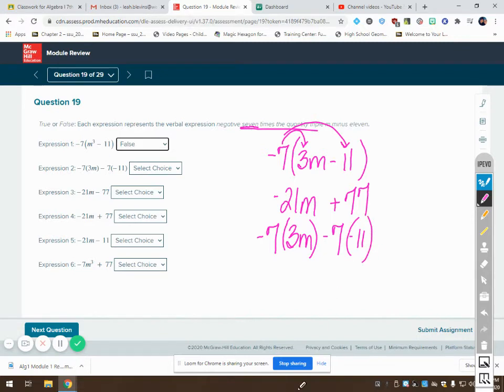So now let's see which of these over here match that. Expression 2 matches, right? Expression 3 does not match because it's a negative 77, and notice ours is a positive. A negative times a negative makes it a positive. So expression 2 is true. Expression 3 is false. Expression 4 is true. Expression 5 is false because this is 11, not 77. And of course, expression 6 is false.